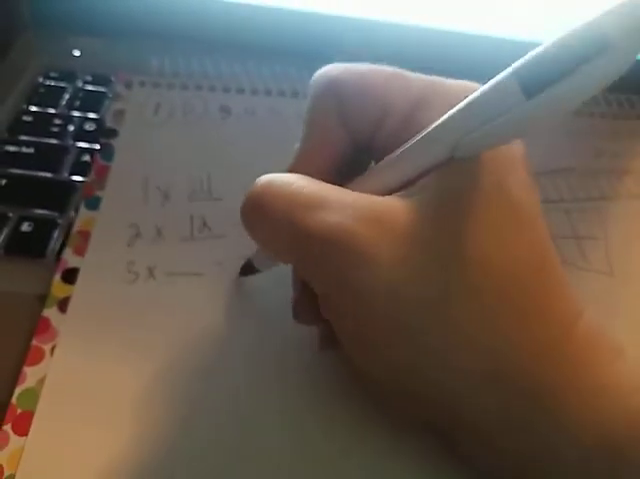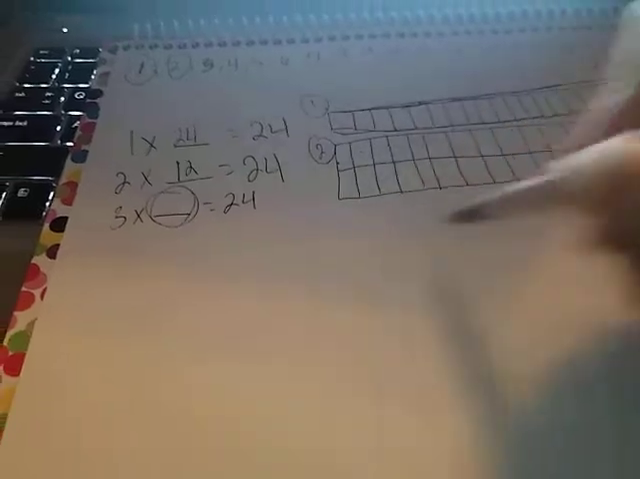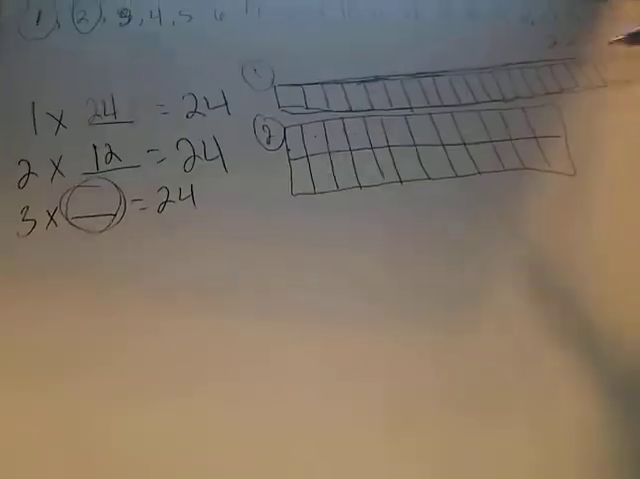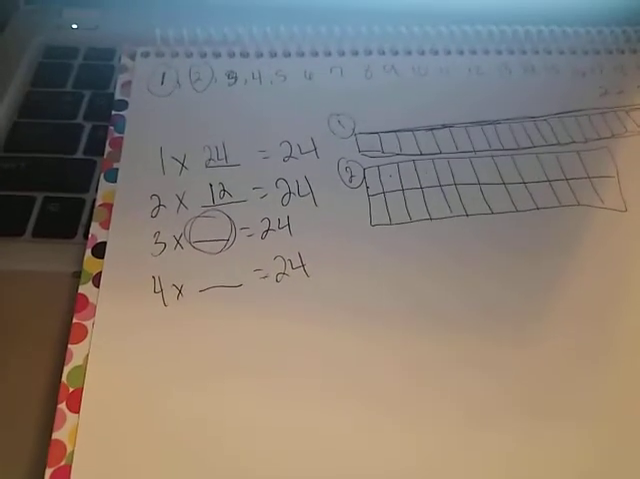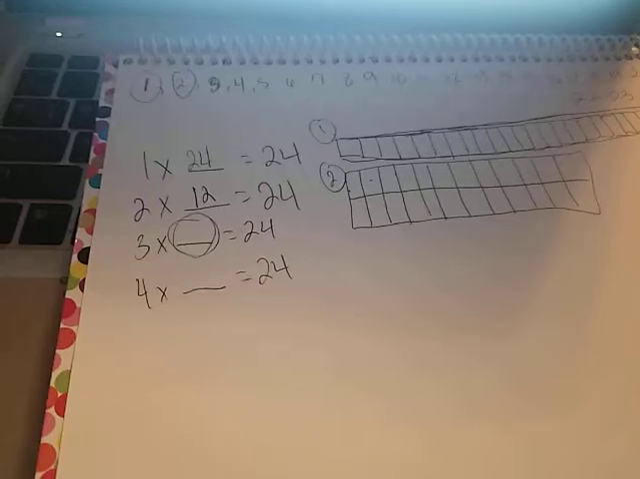3 times something equals 24? If 3 times something equals 24, which it does, I'm not going to tell you, then draw another rectangle and tell me what that is and break it down. How about 4 times what equals 24? Is there something that equals 24 times 4? Then that would be considered another rectangle.